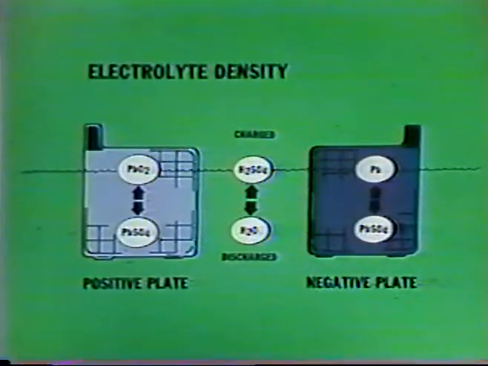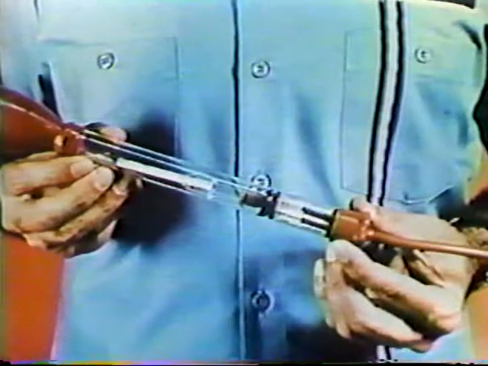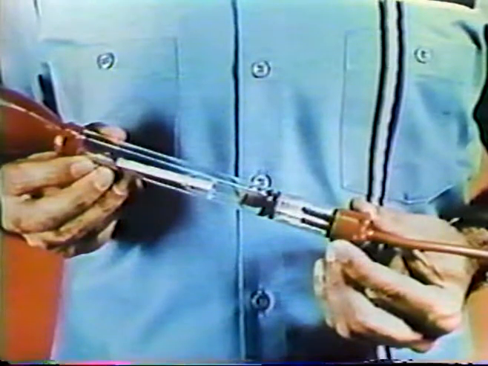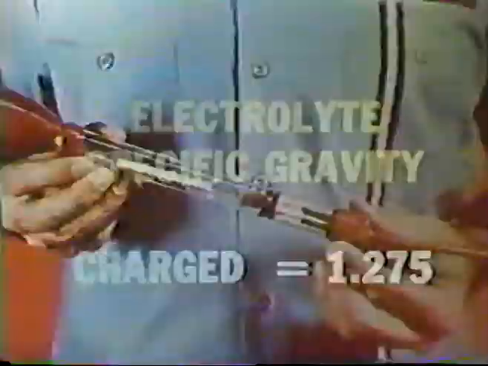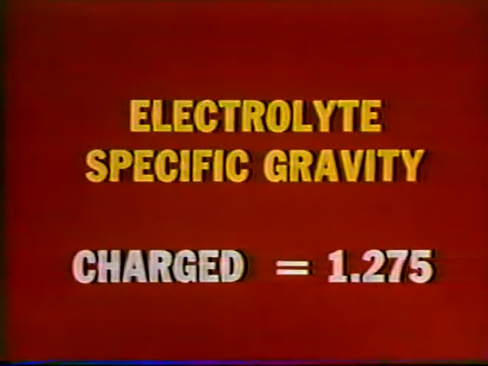The electrolyte changes its density, or the amount of acid relative to water. As the battery discharges, the amount of water in the acid increases, decreasing the electrolyte density. A hydrometer is used to measure the density or specific gravity of electrolyte, thus indicating the condition of charge of the battery. The specific gravity of electrolyte for a fully charged battery is normally 1.275 at 80 degrees Fahrenheit.